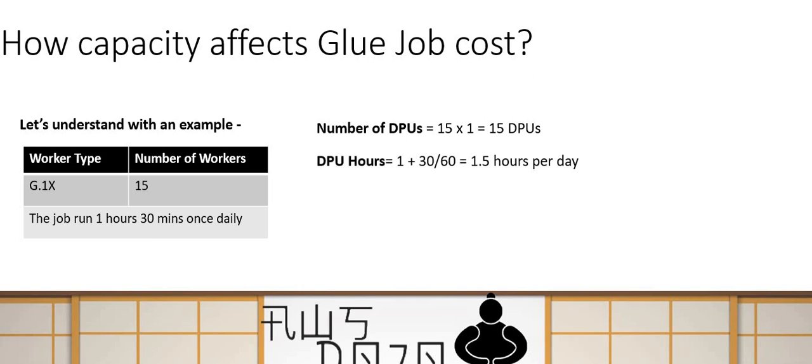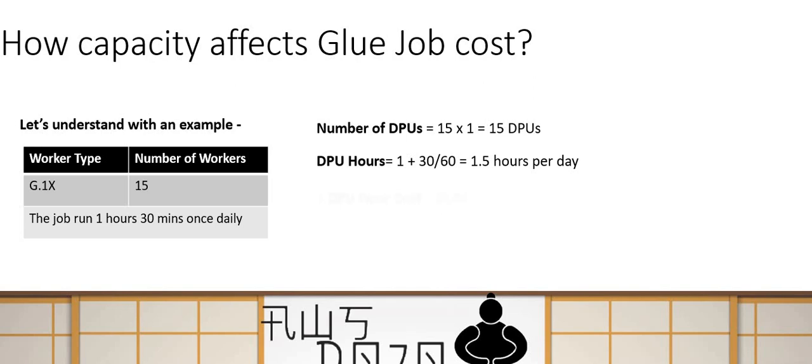And if I try to convert this to DPU hours, how many DPU hours? Basically what we are saying here is that this job runs for 1 hour 30 minutes every day. That means if I convert that into hours, 1 hour and 30 minutes is 1.5 hours per day. So this job is running for 1.5 DPU hours per day.